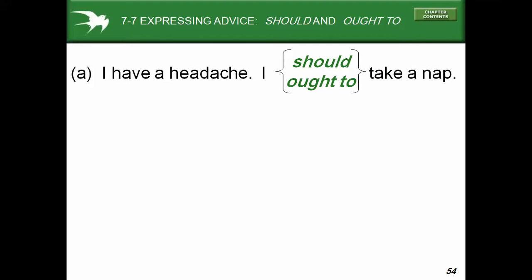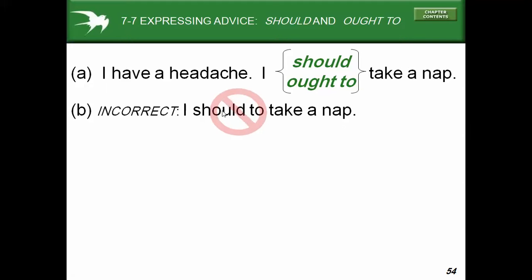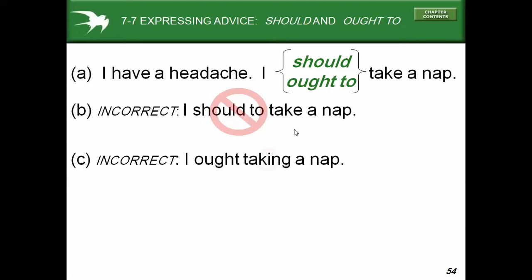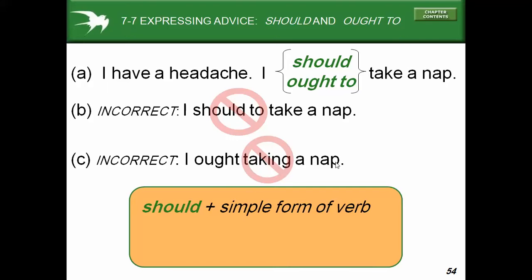They should go home and get some rest. Here, should and ought to, these two auxiliaries are used to express advice. I should take a nap. I ought to take a nap. Incorrect: I should to. Incorrect: I ought taking. Should plus simple form of verb, or ought to plus simple form of verb.